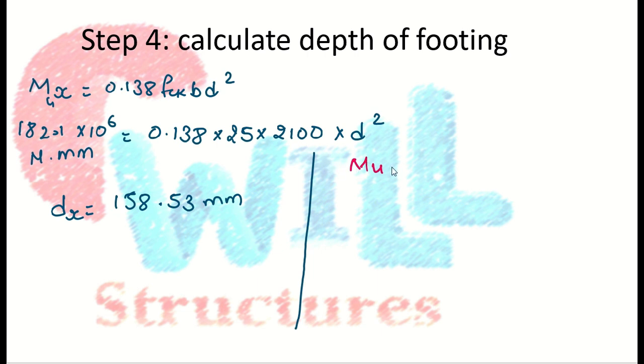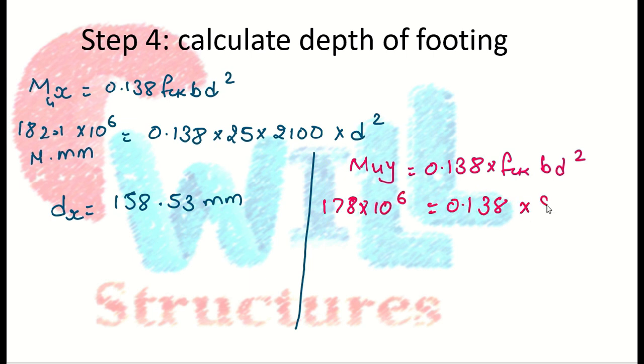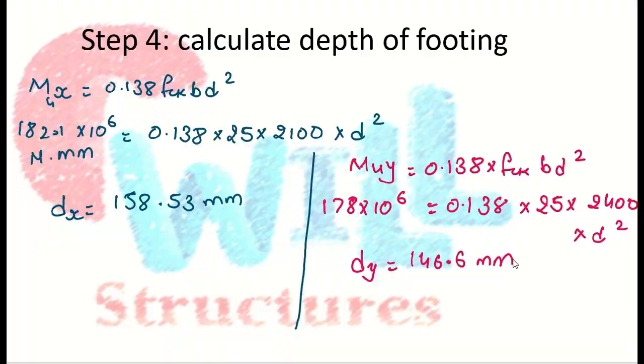we can use here moment about y: Muy equals 0.138 fck b d square. The value of Muy is 178 into 10 raised to 6, equal to 0.138, fck is 25. Here my b is 2400 into d square, where d we have to determine here, right? And I can calculate my value of dy as 146.6 mm. But we have to take our depth of the footing in such a way that our footing should not fail in one-way shear and two-way shear both, and that's why we have to keep our depth almost 2 to 3 times higher than whatever we calculated.